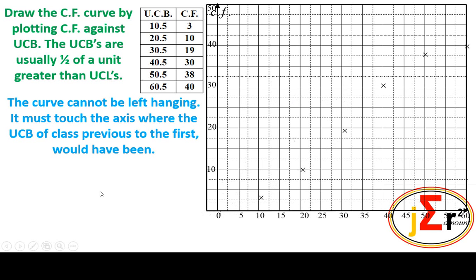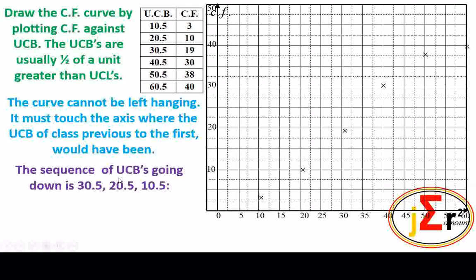It must touch the axis where the upper class boundary of the class previous to the first would have been. The class that we used first is 10.5 for the upper class boundary. The one that we are going to use for where the curve will touch the axis is where the upper class boundary of the class previous to this one would have been. And it's not very difficult to figure out. The sequence of upper class boundaries going down is 30.5, 20.5, 10.5, and we see that it is going down by 10 each time.